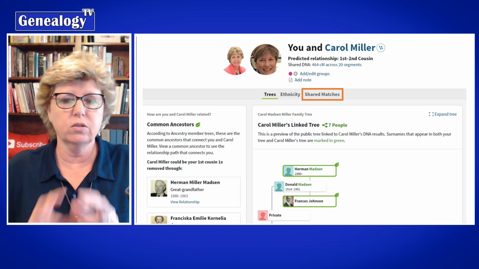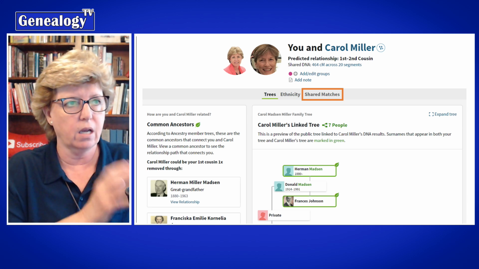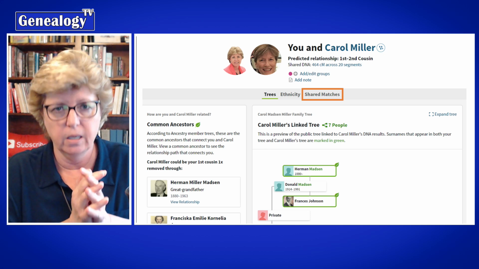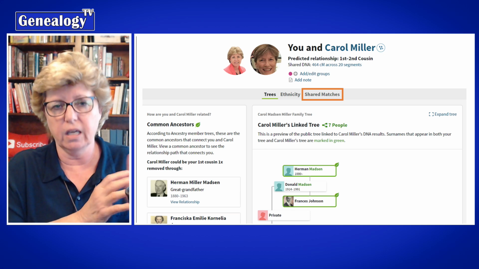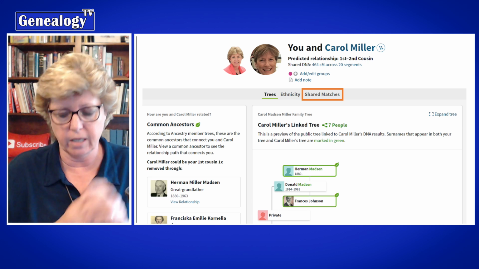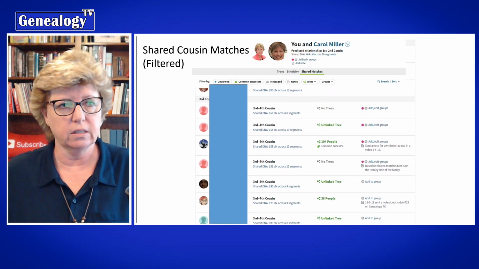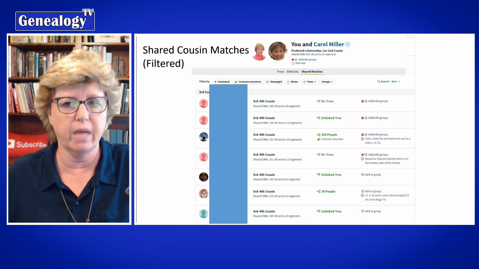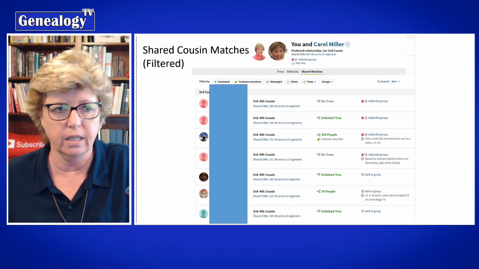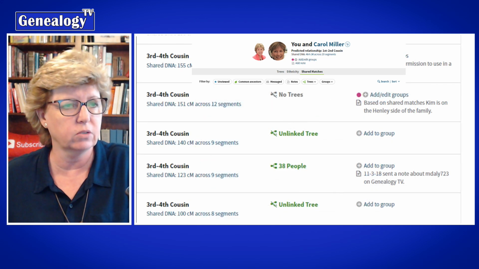So now what I'm going to do is I'm going to say, all right, I want to look at all of the cousins that Carol and I have in common, because all of those DNA cousins are going to be Madsen descendants, okay? So if I click on that, now I have a filtered list of just Madsen descendants, okay? And I can go through, and as you can see here, I've already marked a few of them with the Madsen color coding system, and I'll show you how that works.